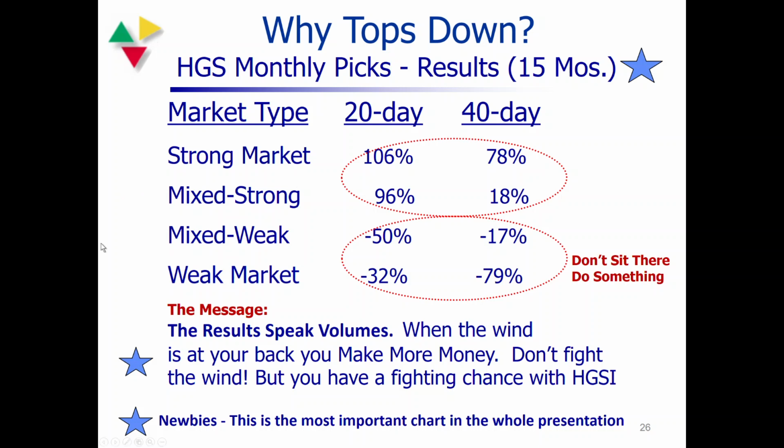Now, what this presentation looked at was a same group of people picking stocks monthly and looking at 1 month and 2 month return, basically 20-day and 40 days, over a 15-month period of time, a decade or more ago. And the message here are two things. Number one, in a strong market, you get a great return. And the same people picking stocks in a weak market did very poorly.